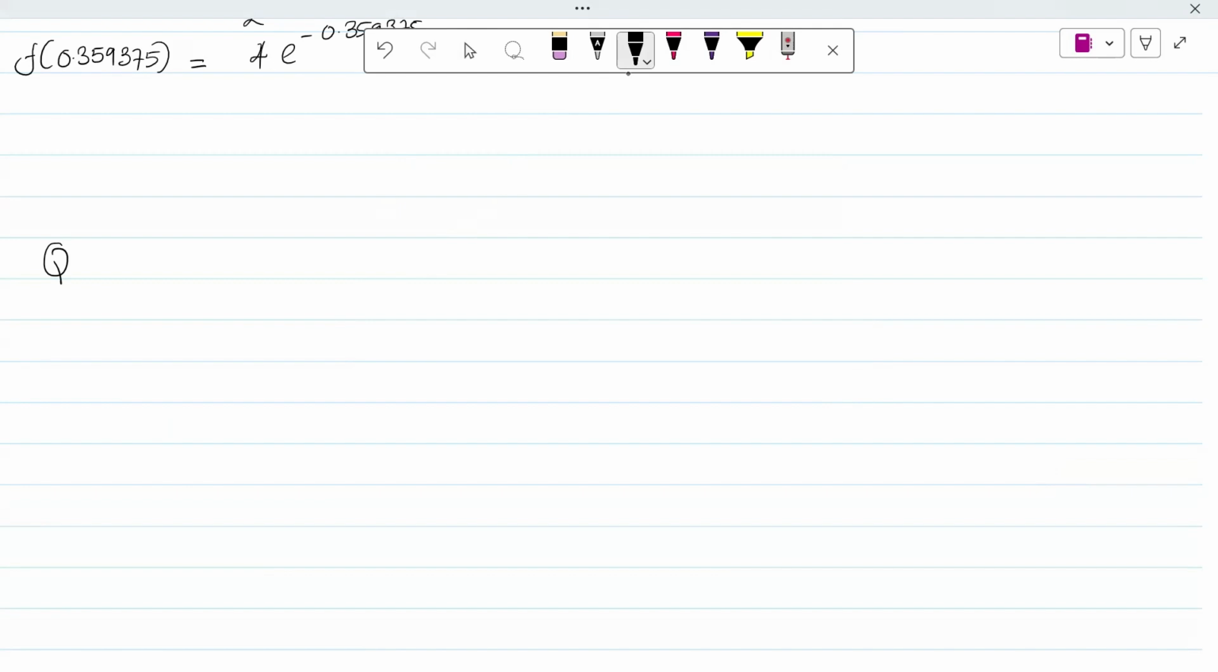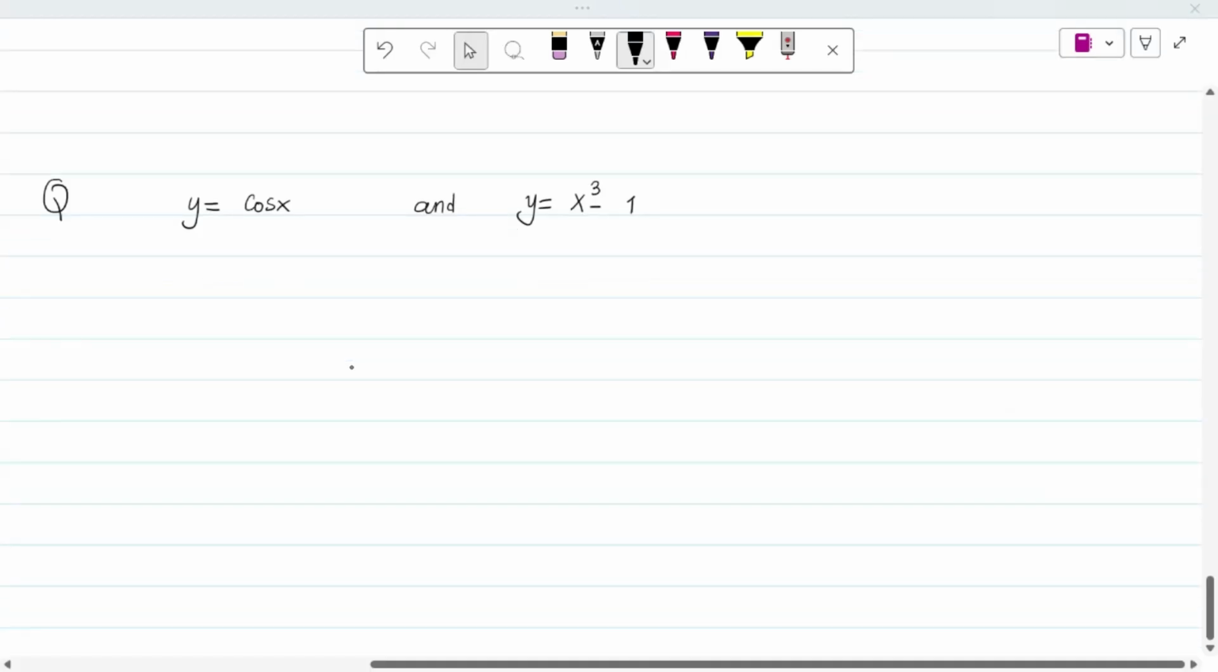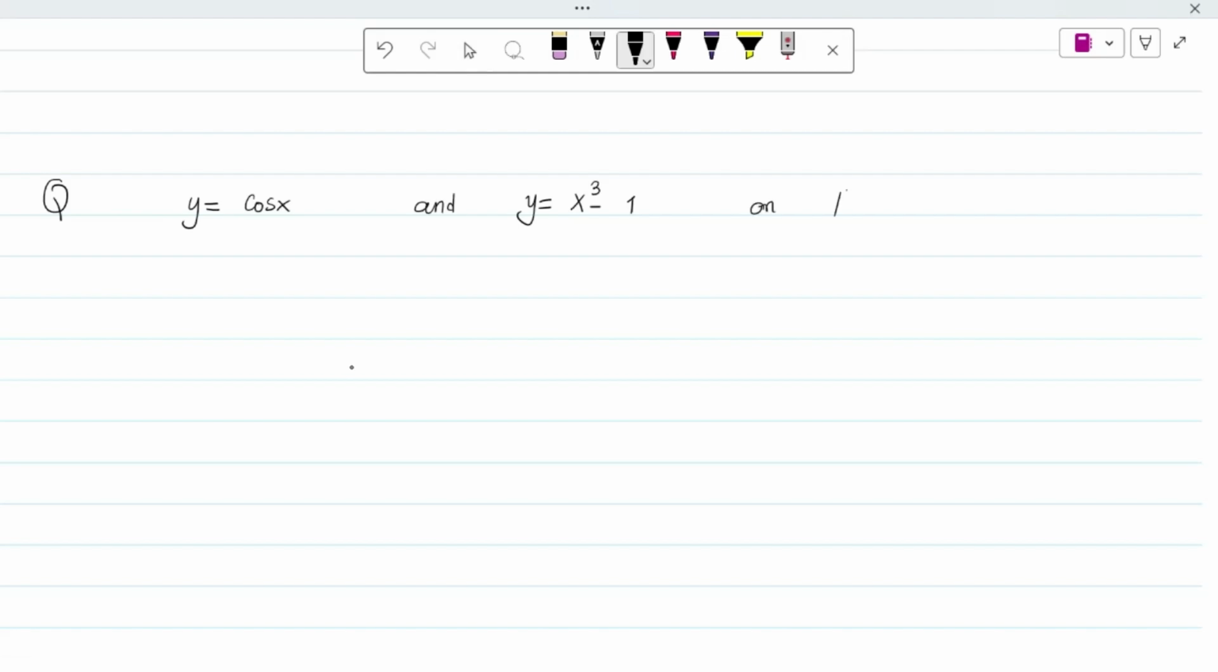By sketching y is equal to cos x and... okay, so we have to sketch those two on the same coordinate system and show that... okay, so I have to sketch on the same graph, right?